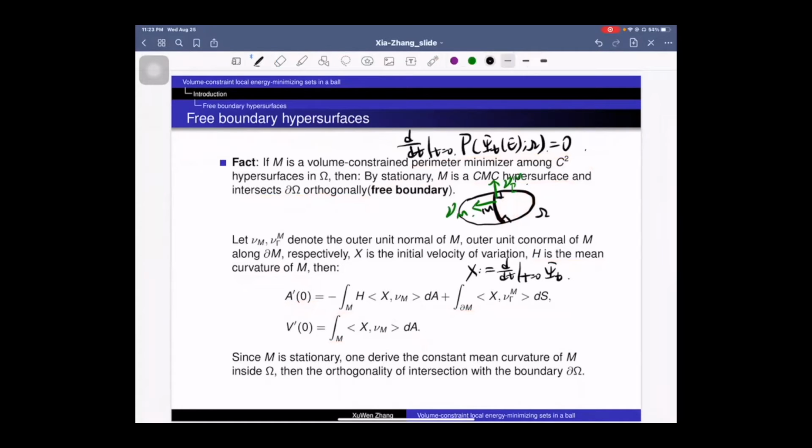And since psi t is an admissible variation which preserves the volume, we see that this must be 0. And since M is a critical point of such functional, we see that the first derivative of the surface area must be 0. And from these two relations, we can have the geometric information as above. And we will give a detailed proof in our main theorem, so we just skip the proof here.